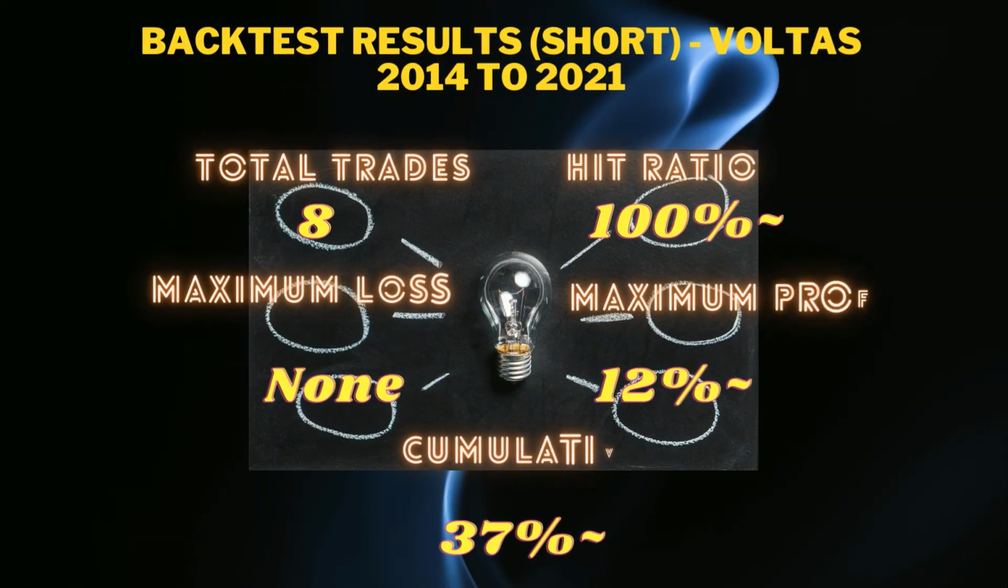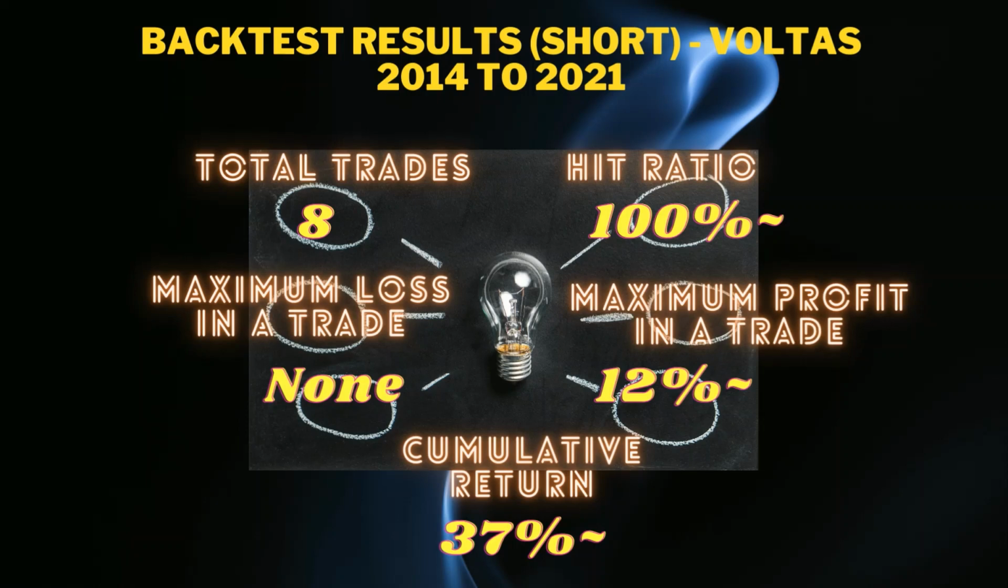Let me share the backtest results of this positional sell or short strategy. Okay, the backtesting period again was 2014 to 2021. So here are the results. The total number of trades or sell signals were only 8. Okay, and most of them were after the period 2019, with a few in 2021. But then the hit ratio was 100%, which means all of these 8 trades fetched us profits.